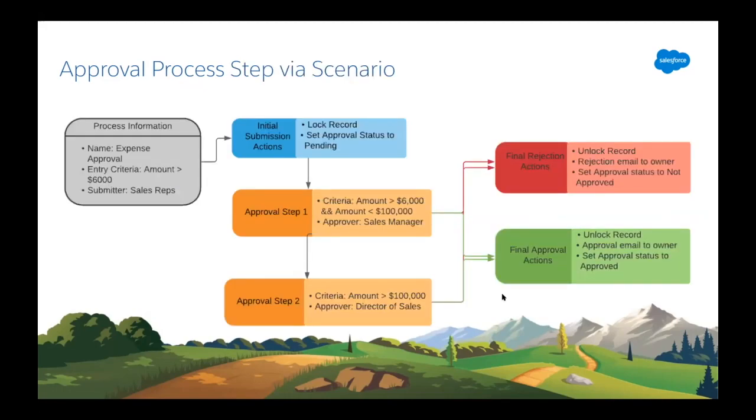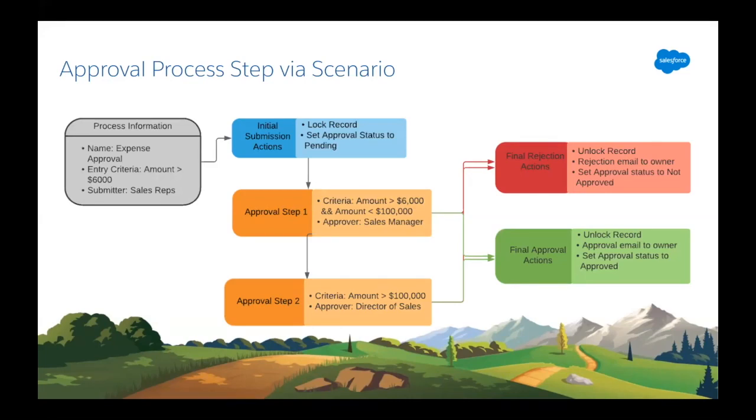So for the scenario that I talked about earlier, this is what I thought of, and I would love to hear your feedback on this afterwards. I decided to name it expenses approval report, and the amount would be greater than 6,000, and the submitter would be sales reps. Initially, we'll lock the record and set the approval status to pending.